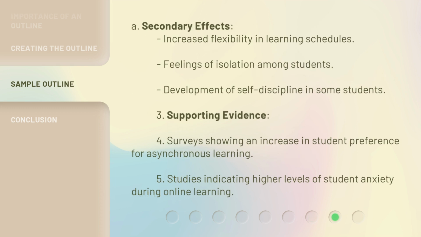A. Secondary effects: increased flexibility in learning schedules. Feelings of isolation among students. Development of self-discipline in some students. 3. Supporting evidence. A. Surveys showing an increase in student preference for asynchronous learning. B. Studies indicating higher levels of student anxiety during online learning.